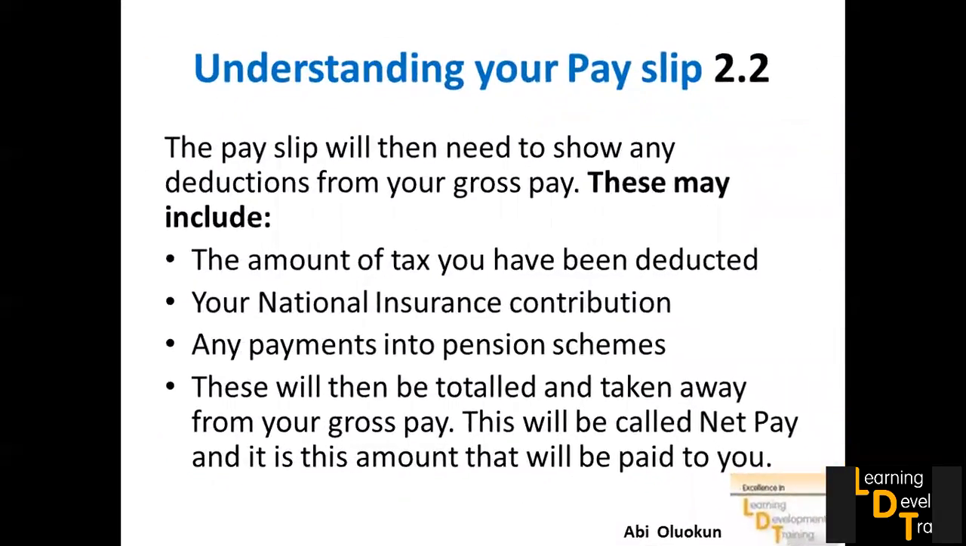And finally, the pay slip will need to show any deductions from your gross pay. These deductions include the amount of tax that you have been deducted, your national insurance contribution, and any payments into pension schemes, and these will be totaled and taken away from your gross pay. This will be called your net pay, and this is the amount that you'll be paid. That's the amount that goes into your account.